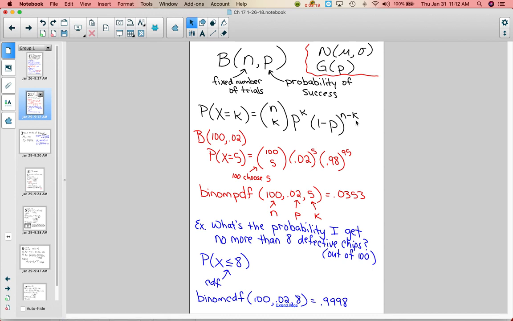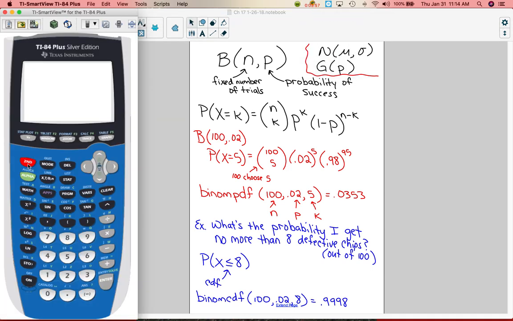So for my example, we would have the binomial with n is 100 and p is 0.02. We're looking for the probability that x equals 5. So we have 100 choose 5, 0.02 to the 5th, 0.98 to the 95th. You can actually do this on your calculator, just like we did the geometric PDF. We can do binomial PDF, enter in the values, and come up with that probability.